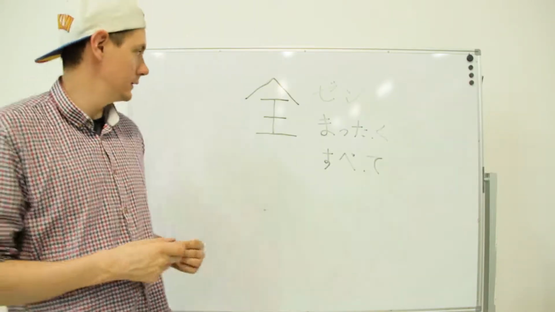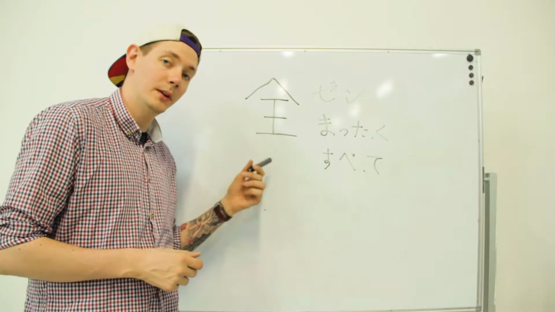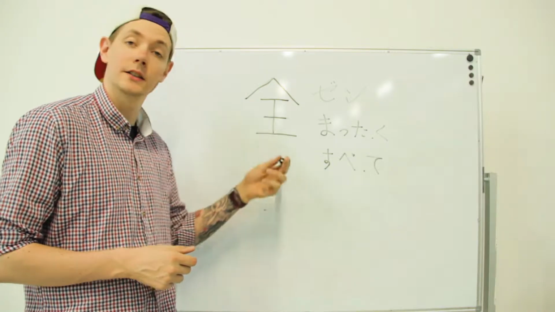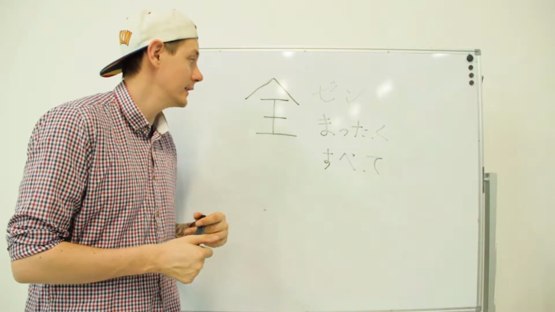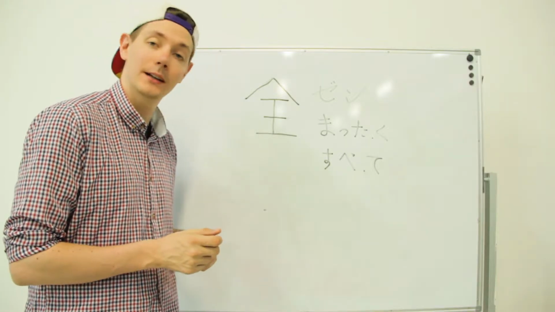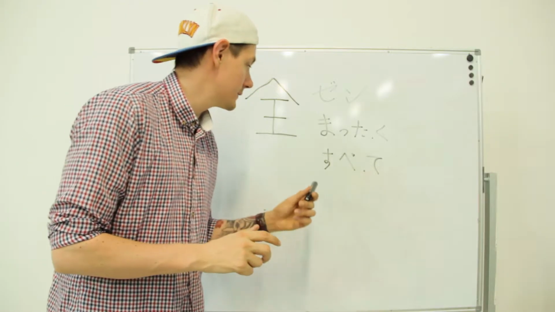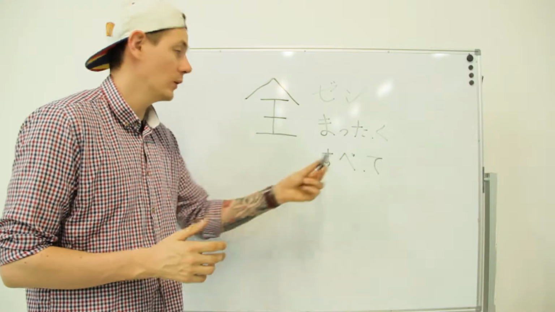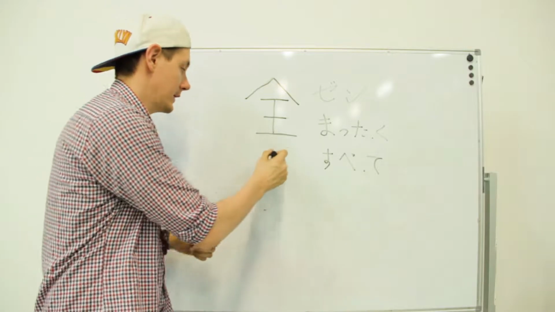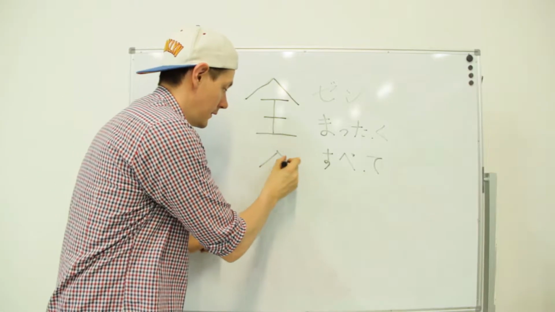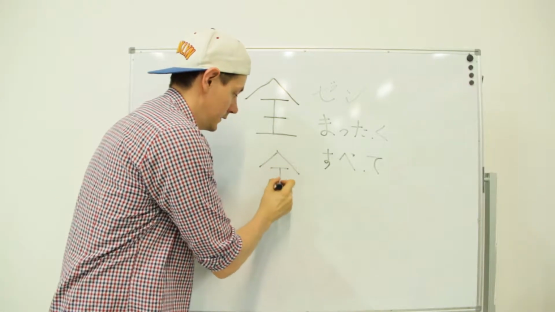That's meet. This next kanji means all, complete, or fulfill. Yet another kanji featuring the king symbol. The onyomi is zen, and the kunyomi is the mata from mattaku and sube from subete, meaning all, or mattaku is completely. To draw it, it's just the hat on top of the king.